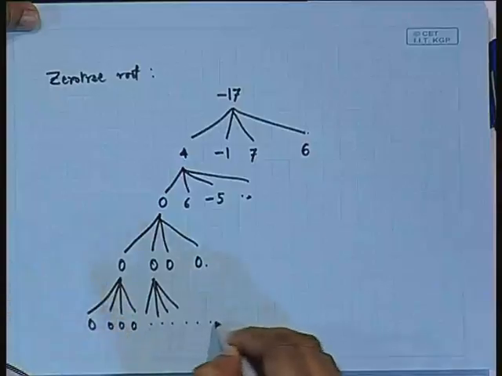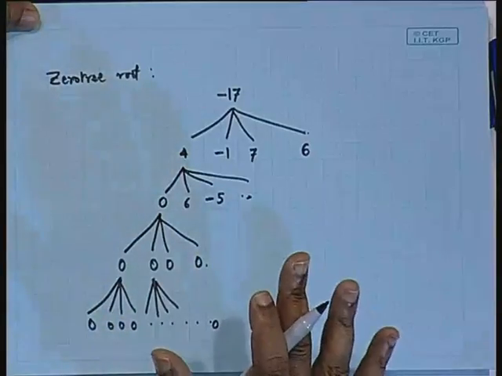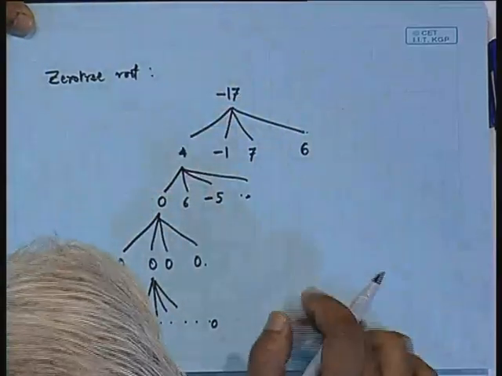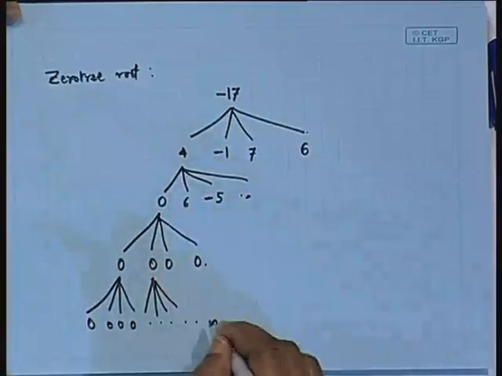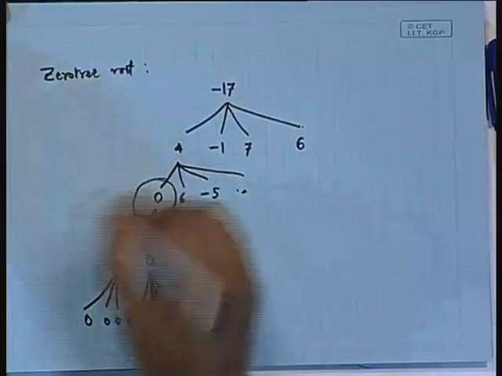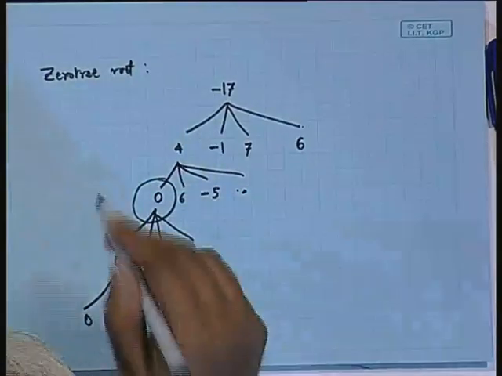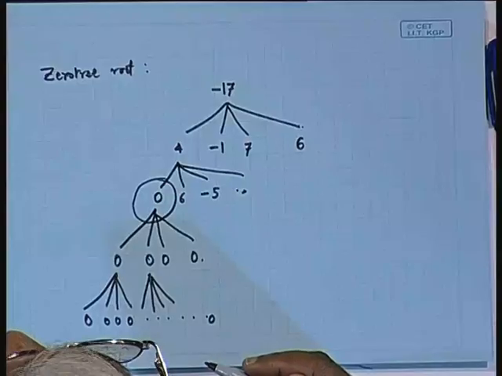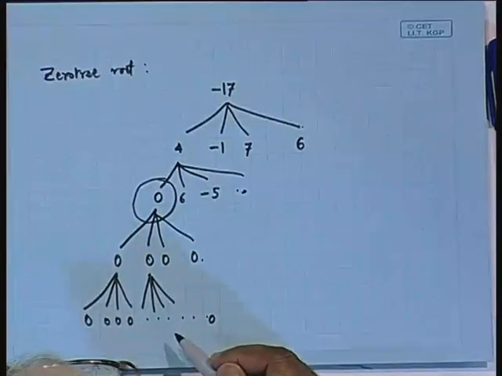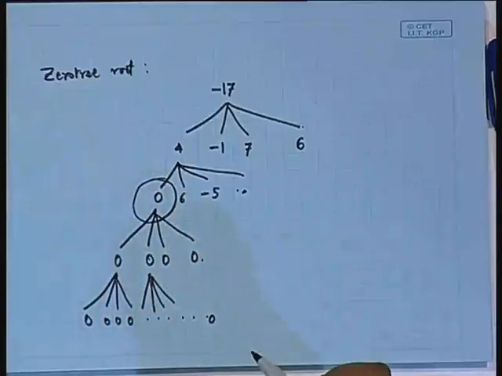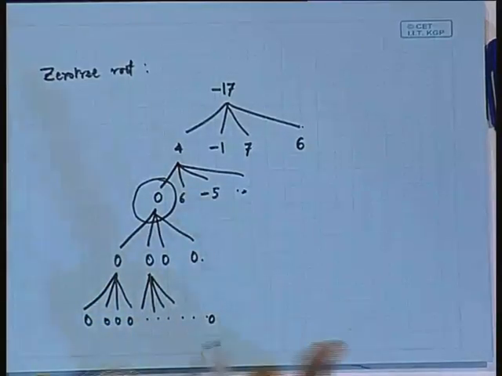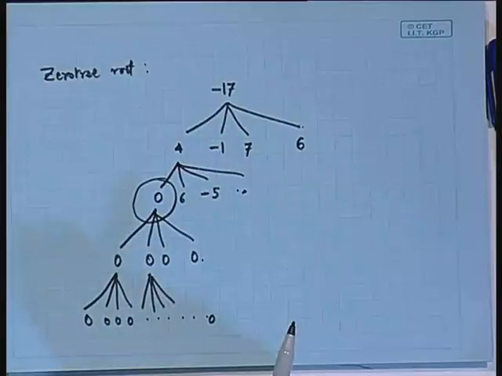Zeros means insignificant, a sort of insignificance. How that insignificance is decided, that part we will come to very shortly, but in this kind of situation, we would say that this particular node forms a zero tree root, because beyond this there is a zero tree which is formed like this, and this is a zero tree root. Zero tree root means that its value is 0 and all the descendant values are 0.